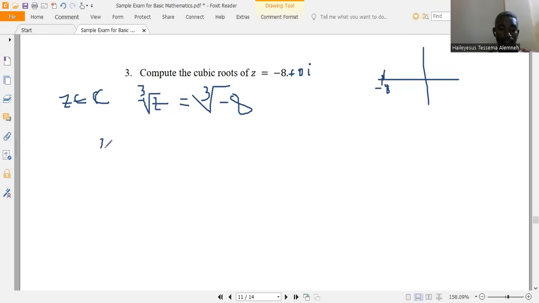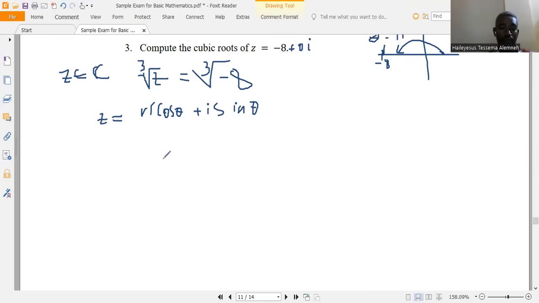Before that, we can represent z in polar form: r times cos theta plus i sin theta. Clearly, what's theta? Theta is this one, which is pi. So the argument theta is pi, and r is the modulus of z, the square root of minus 8 squared, which is 8. The modulus of z is 8.